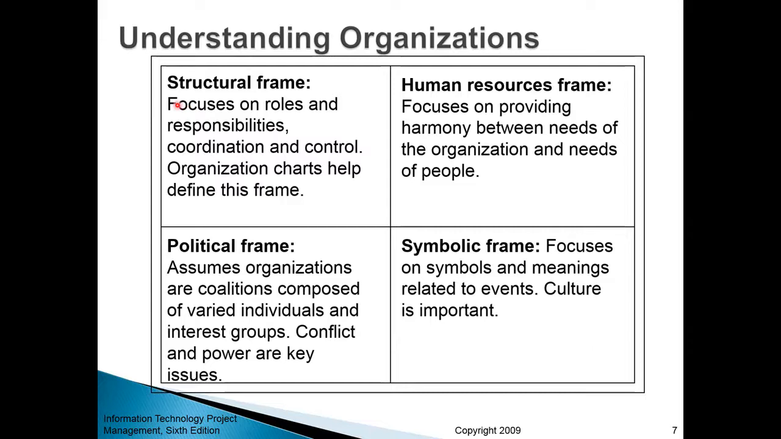Now, the first frame is the so-called formal structural frame. It focuses on the roles and responsibilities within the organization, coordination of work, control within the organization. Typically, organizations create an organization chart that helps them define that frame. Basically, it's all about defining different positions or roles within the organization, how those roles are related, who is above which role, which role is supervised by which role, and so forth. Okay, so that's the formal structural frame.